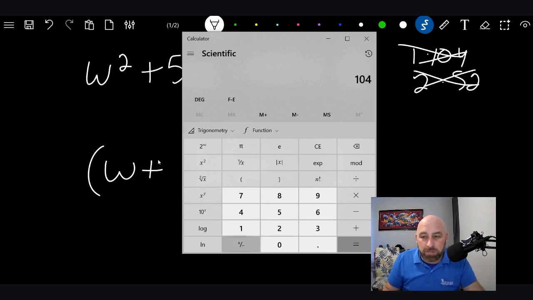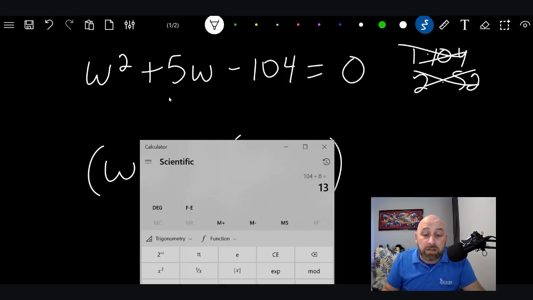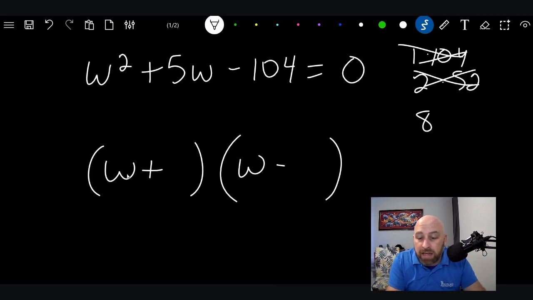So let me jump to a little bit bigger number. Let me just try to divide that by 8, see what I get. Ooh, 8 and 13. Let's try that. So 8 times 13 gives me 104. Does it give me 5?